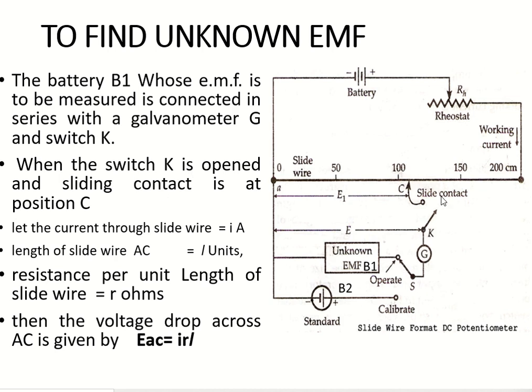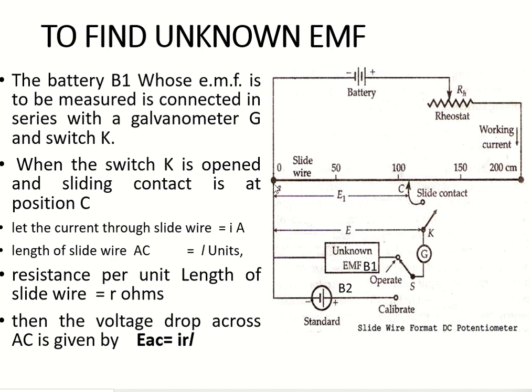When the key is opened, that is no contact between the slide wire and key, and the sliding contact is at position C. Suppose this is the sliding contact position. Let the current through the slide wire be I ampere. So using the rheostat, you are passing a current of I ampere through the slide wire.